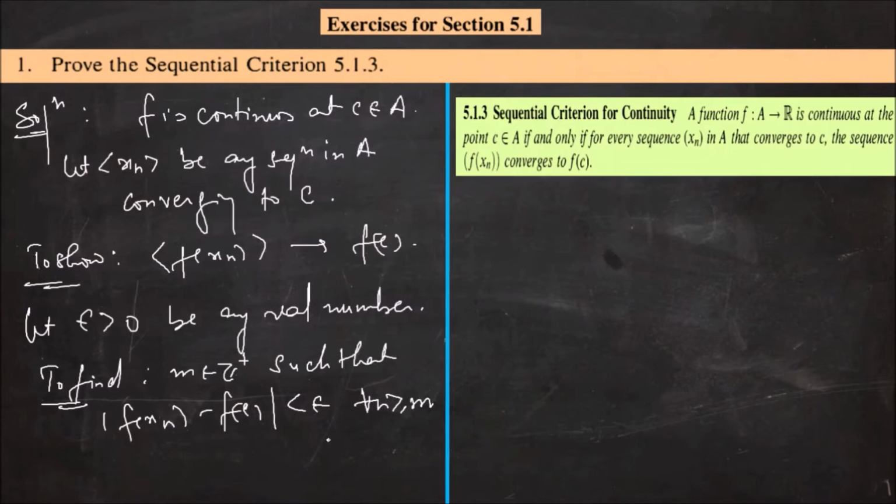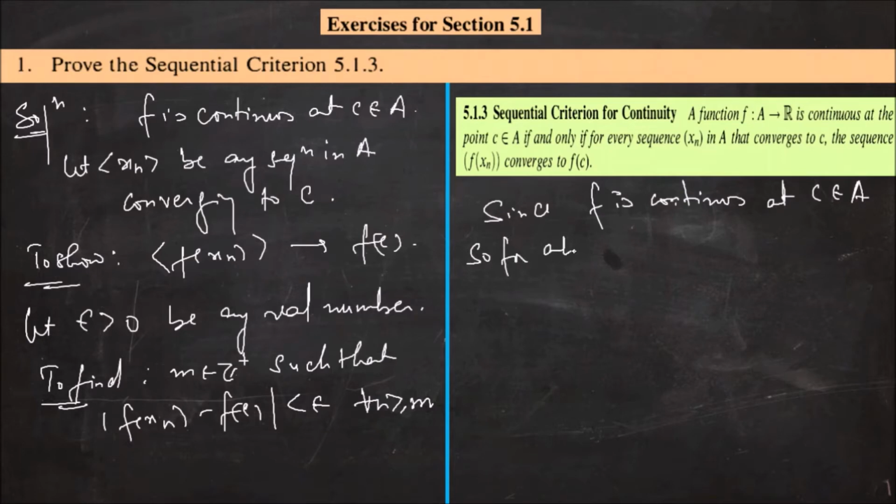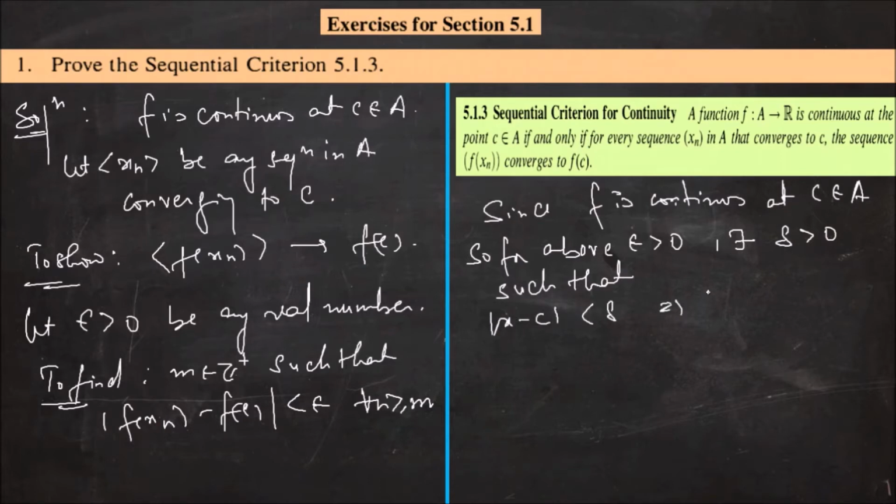So for this, we will use the continuity of f at c. f is continuous at c belonging to A. So for above epsilon greater than 0, there exists delta greater than 0 such that |x minus c| less than delta implies |f(x) minus f(c)| is less than epsilon. So mark this as A.